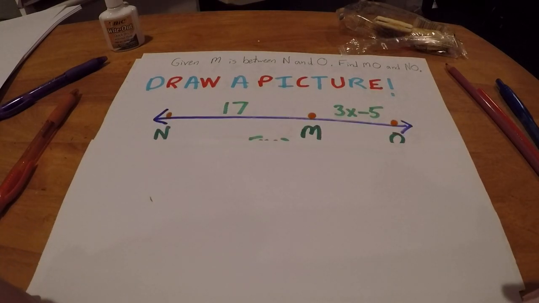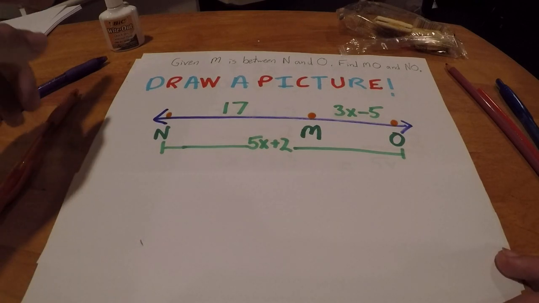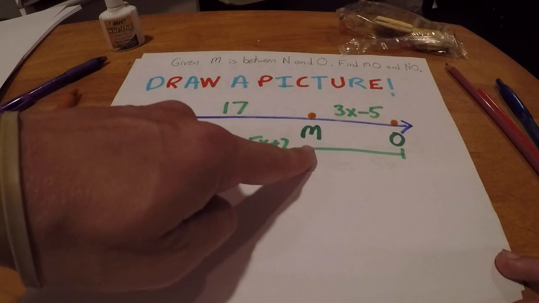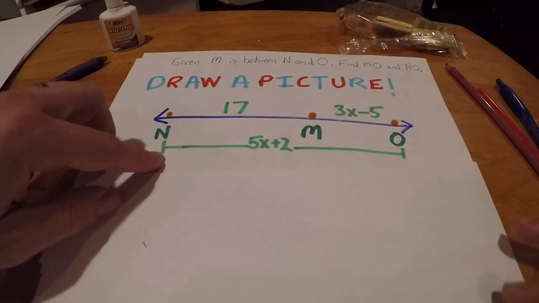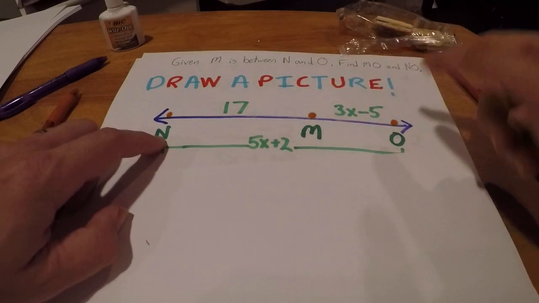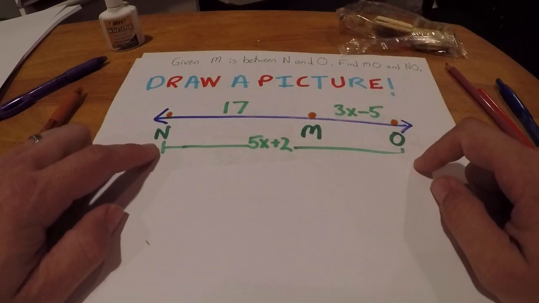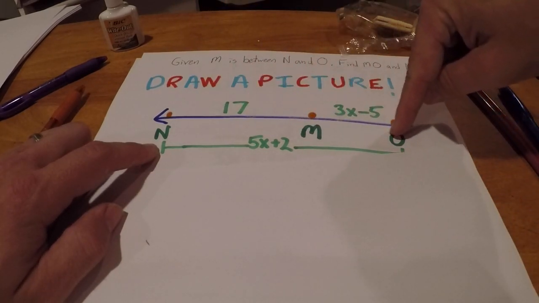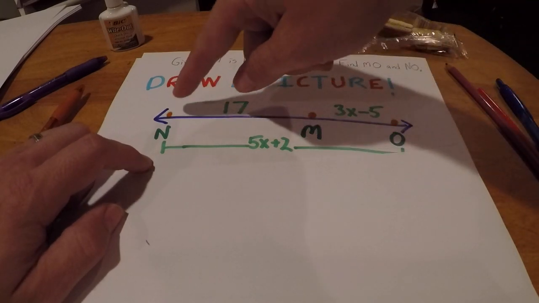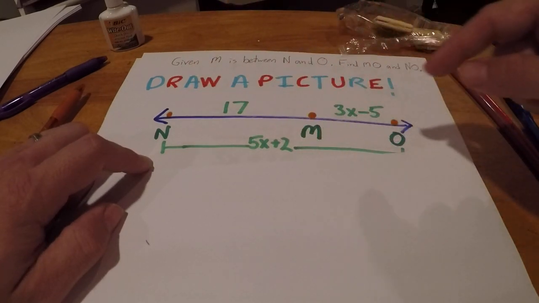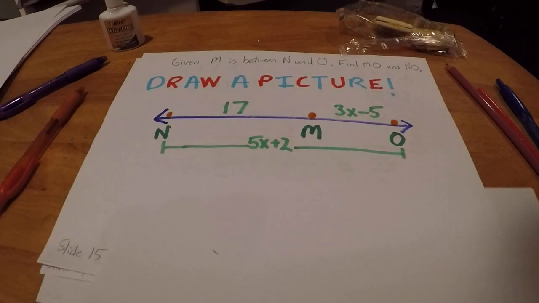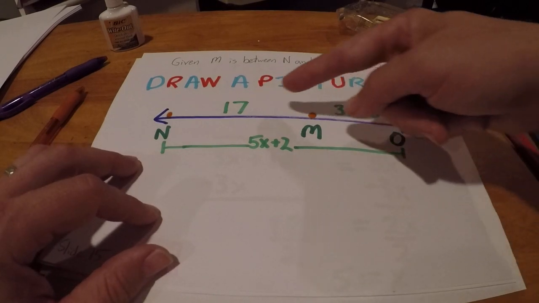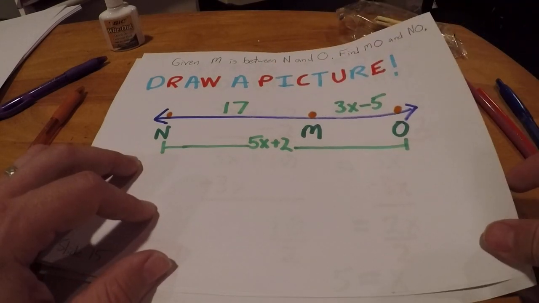Okay, so here's the picture. Also some other information that I didn't disclose: first off, M is between N and O. So it's got to be somewhere in between. We don't know how much. They also said that NM is 17 and MO is 3x minus 5, and then NO is 5x plus 2. From that information, we're going to be able to find what x is. Notice it doesn't ask for NM. Well, it's because they already gave it to us. They gave us the full value.